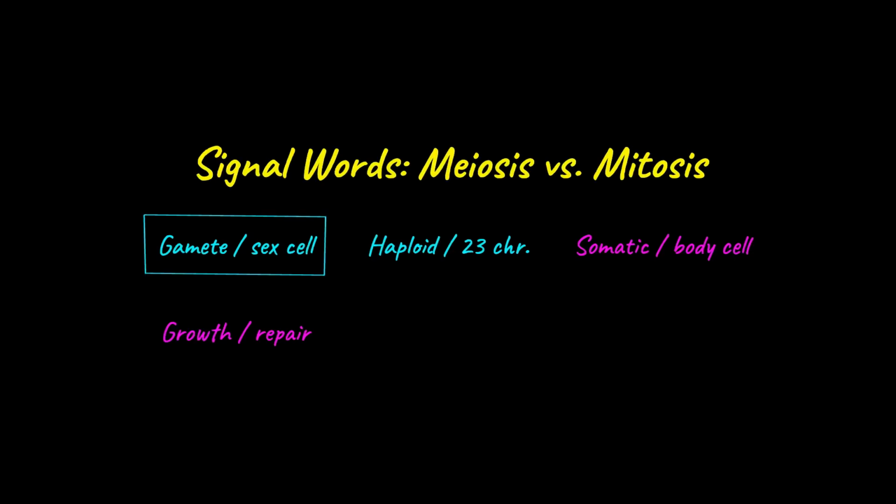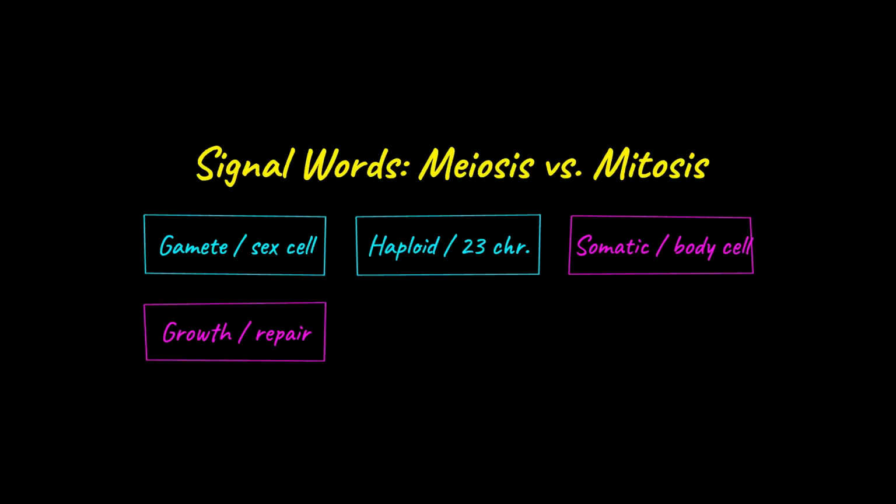The central anchor is this: meiosis produces only gametes, sperm and eggs, in the gonads, while every other cell in the body originates from mitosis. Signal words like gamete, haploid, or chromosome reduction point to meiosis; body cell, somatic, growth, or repair point to mitosis.